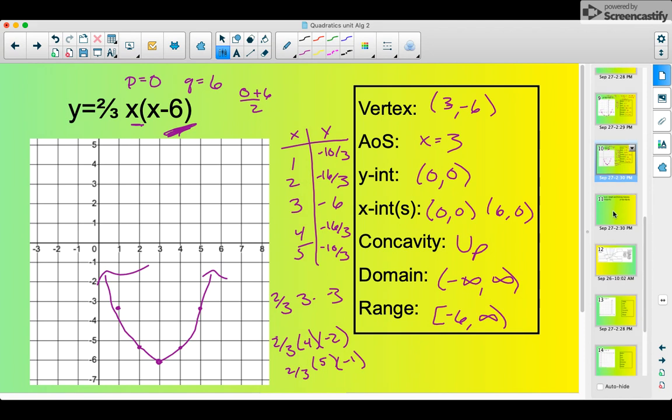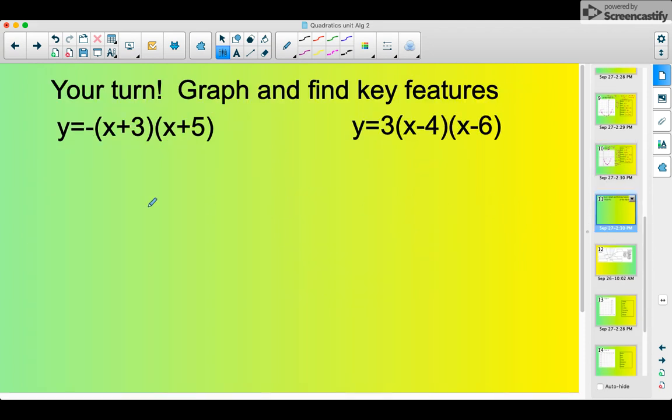All right. So I want you to try and graph these two equations. I didn't leave you any graph paper this time. When you're done, come up and check them with me, and I will tell you whether or not you've got this figured out.